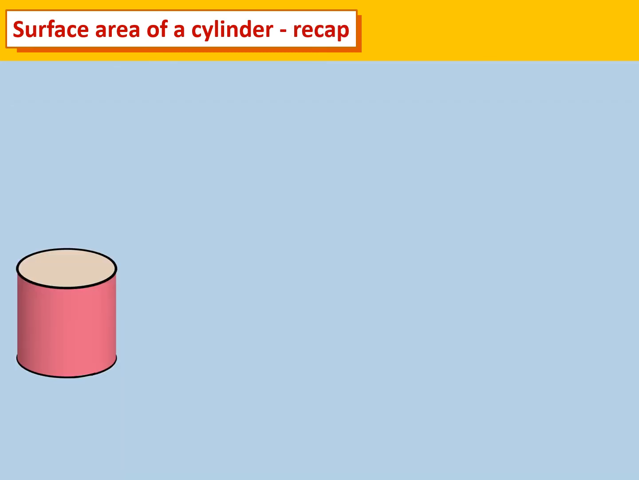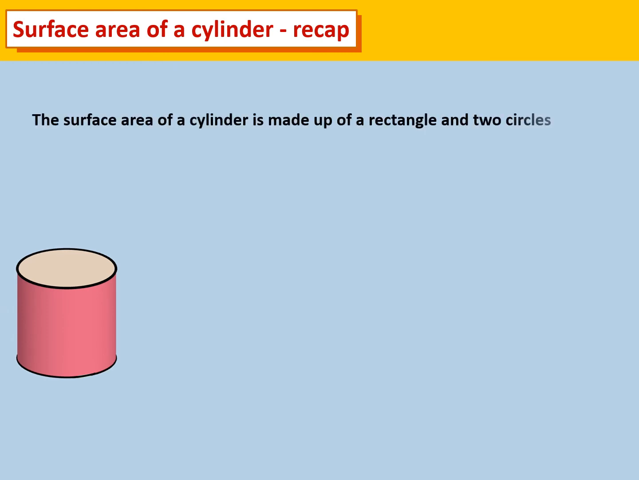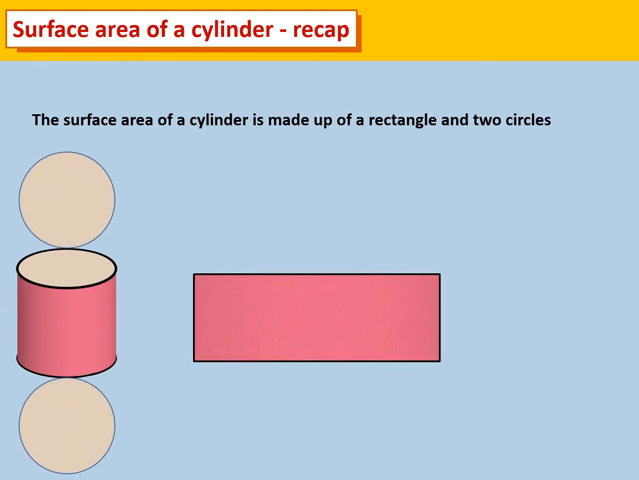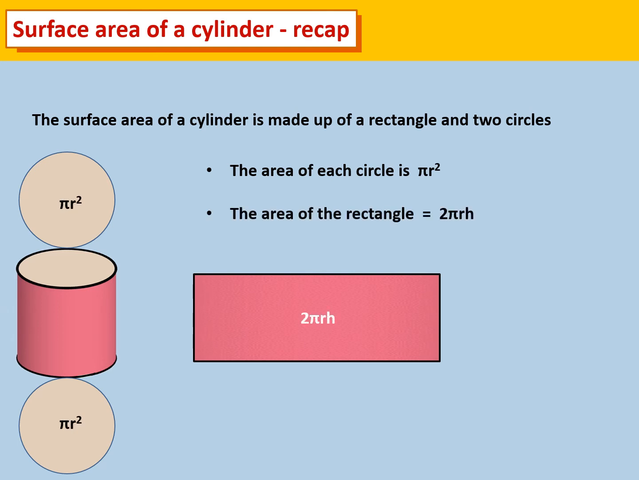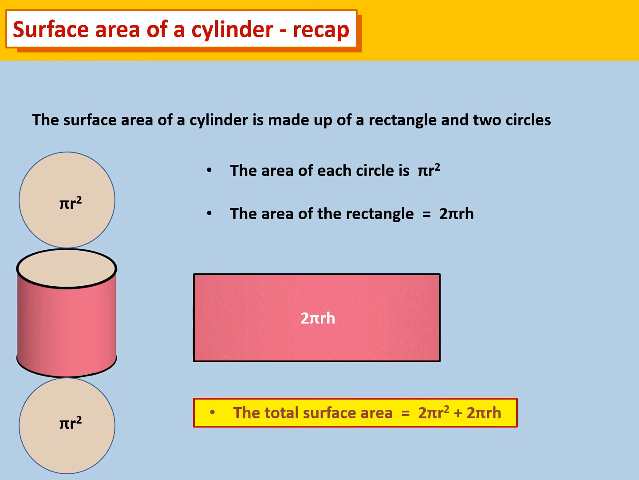So we can recap the surface area of a cylinder as follows. The surface area is made up of a rectangle and two circles. The circles are the base and the lid, and the rectangle is the curved surface area. The area of each circle is pi r squared. The area of the rectangle is 2 pi rh. Therefore, the total surface area is 2 pi r squared plus 2 pi rh.